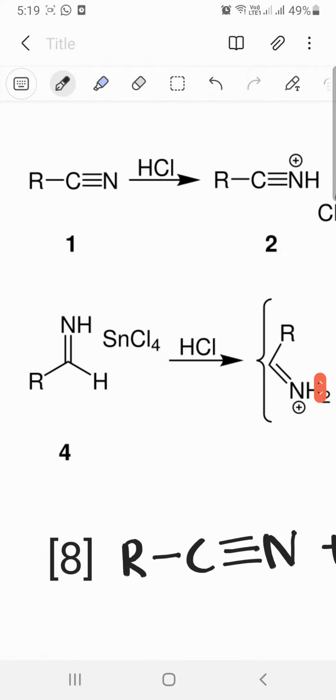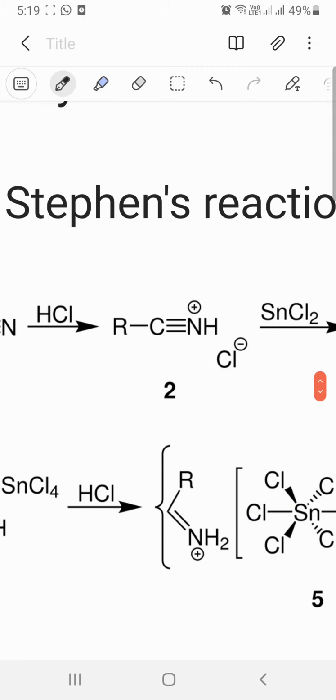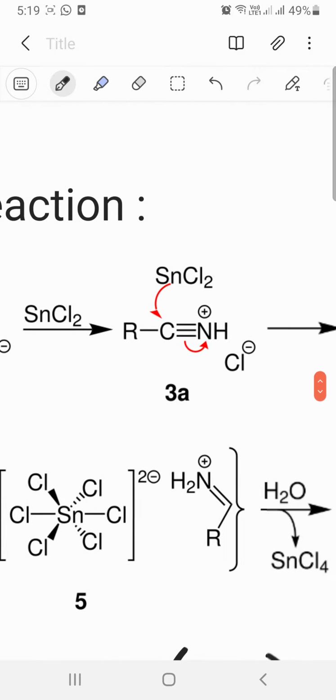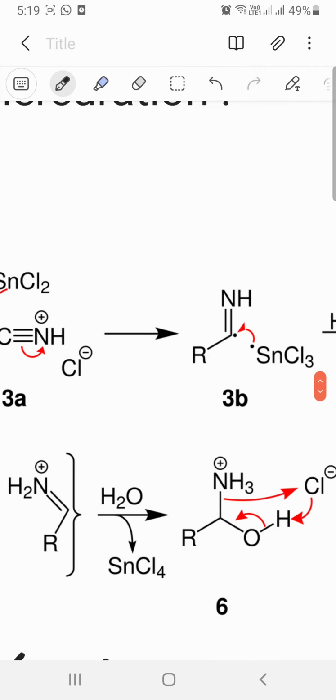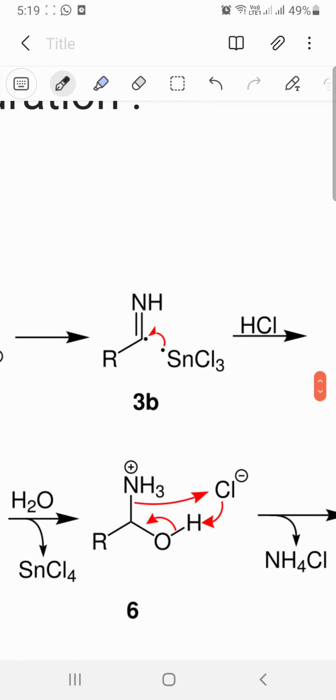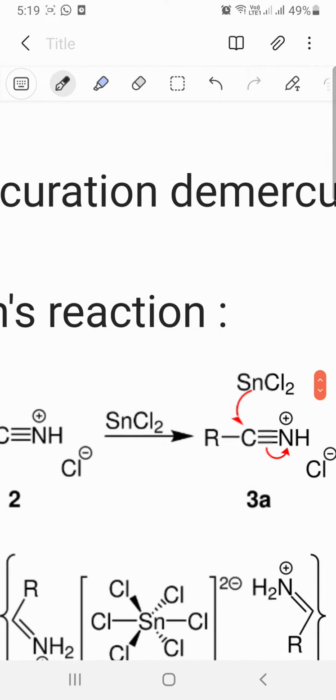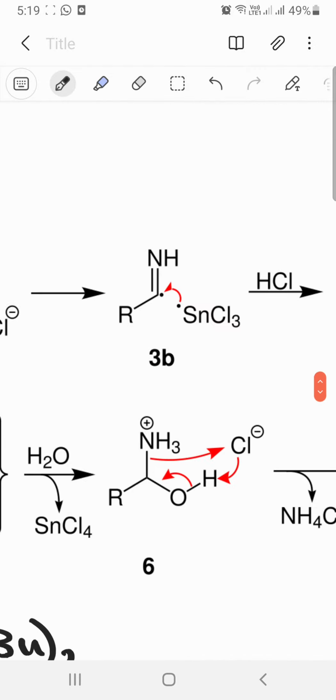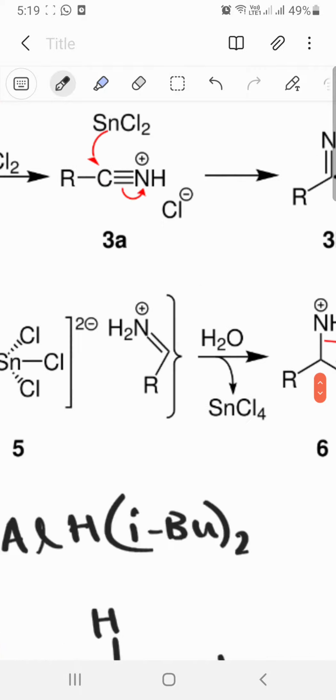So cyanide and HCl plus SnCl2, what does it do? First of all, HCl, it adds to the nitrogen, okay. Then SnCl2, it adds to the carbon, and then there's some kind of free radical mechanism. Yeah, okay, cool. And then after that, you deal with HCl once again, giving us SnCl4. I don't know what's happening in 3b to 4 step.